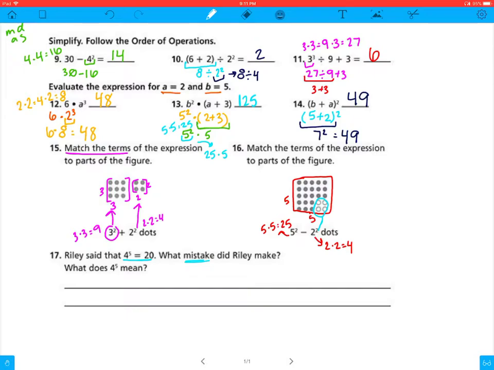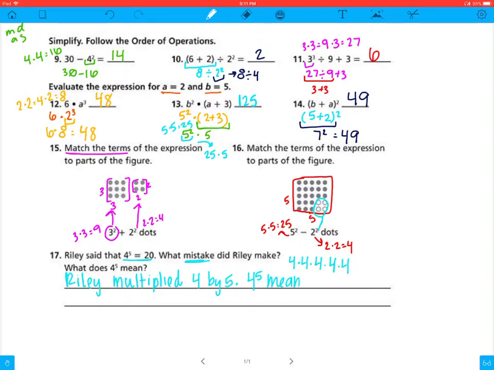So Riley said 4 to the 5th power is 20. What mistake did Riley make? So I'm going to make a note to myself that 4 to the 5th power is like saying 4 multiplied by 4 multiplied by 4 multiplied by 4 multiplied by 4. So Riley definitely didn't do this right. And we can agree on that. So Riley must have multiplied 4 and 5 together because we know 4 multiplied by 5 is 20.